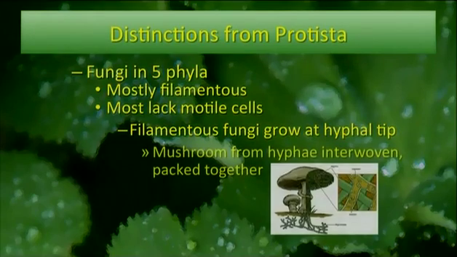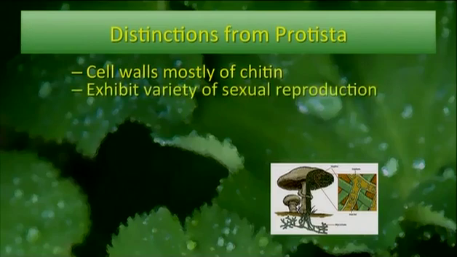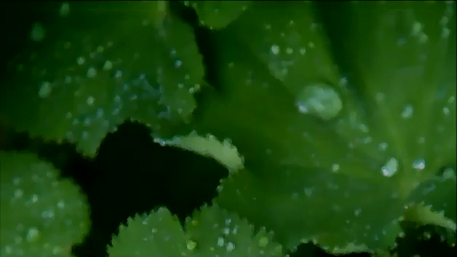A mushroom comes about from hyphae that are interwoven and packed together. If you were to get a mushroom and dissect it, you would see all these fungal threads in there. The cell walls of fungi are mostly chitin, which is a similar material to what makes the exoskeleton in arthropods. These exhibit varieties of sexual reproduction. They secrete digestive enzymes and absorb food in solution, like we talked about earlier.